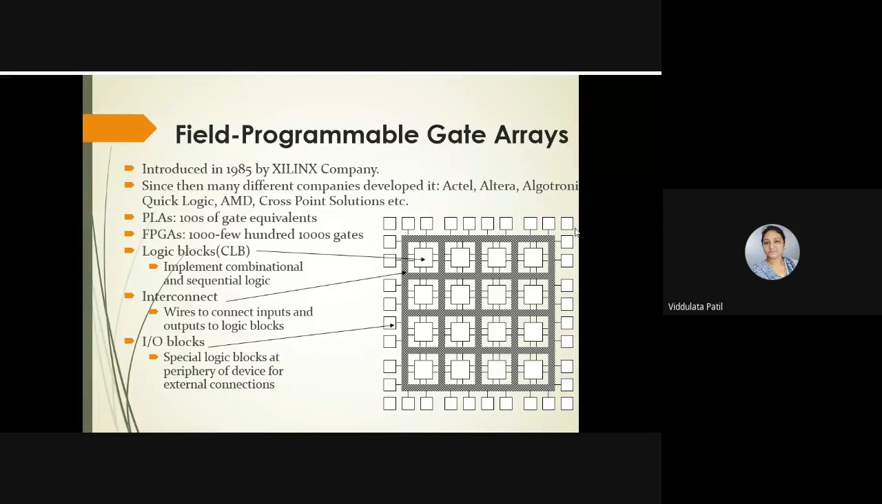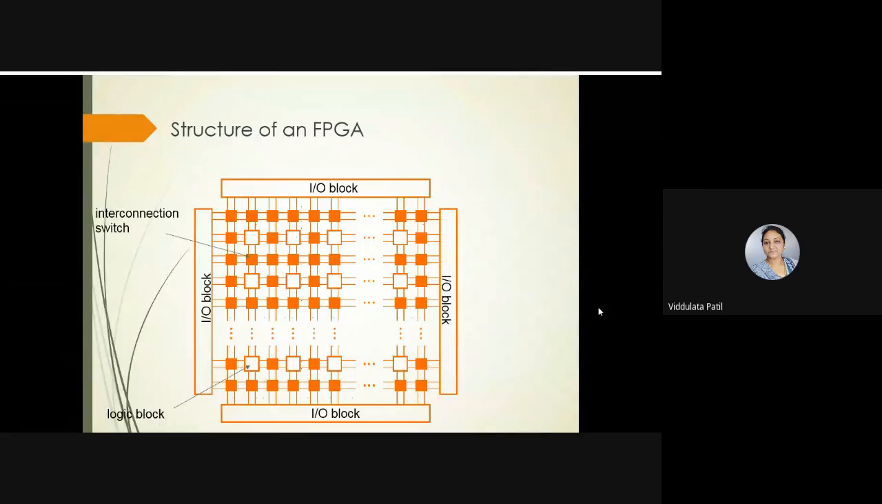These can be used for the external connections, so these can be used as the input and output pins, and at the same time we can connect this to the logic blocks and the interconnects. So this is the overall structure of FPGA, which is similar to what we discussed earlier. On the periphery there are IO blocks, these are the interconnect switches which are present, and then the logic block. So this is the overall structure of an FPGA.